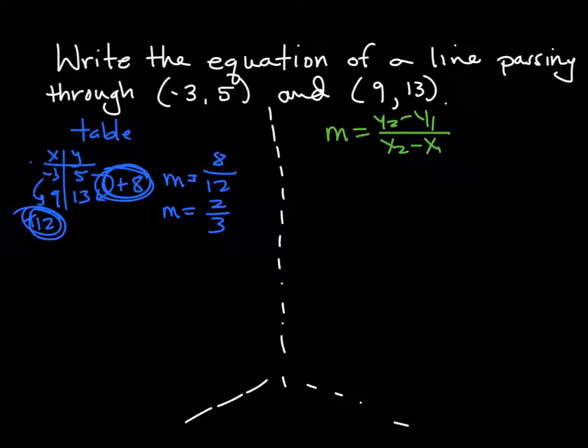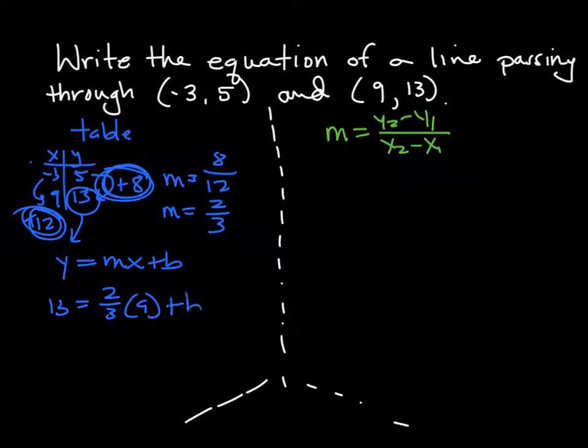Once I have m as 2/3, I then go to my y equals mx plus b. And from here, again, it is simple substitution. You use any point that you want. So in this case, I will use the point (9, 13) with my m of 2/3. So substitution: 13 is in the y column, so I will replace it with y. So 13 equals 2/3 times 9 plus b.